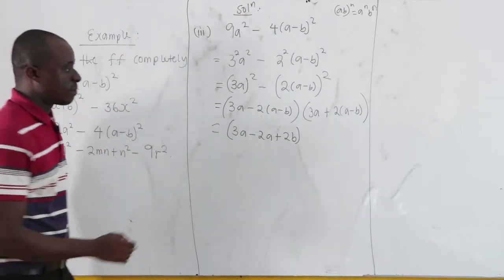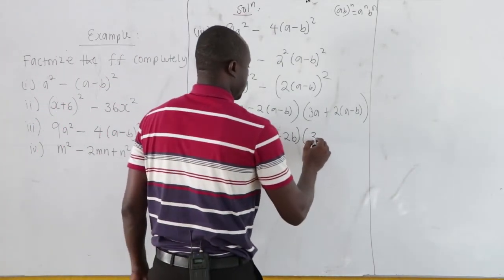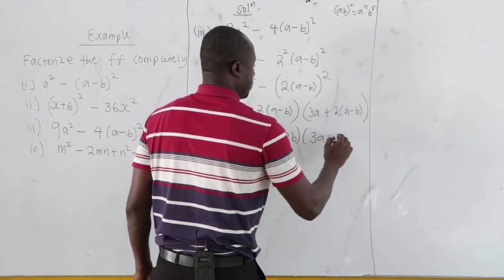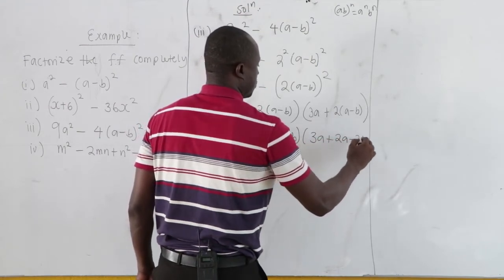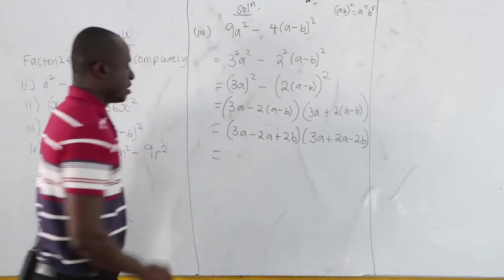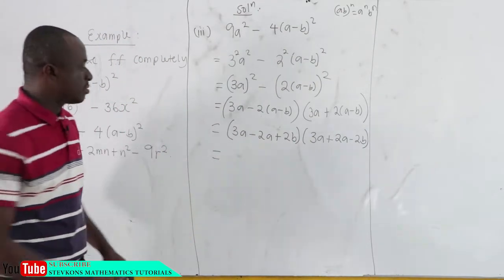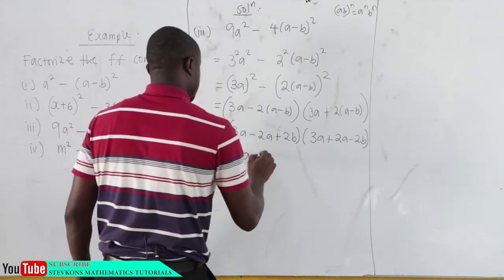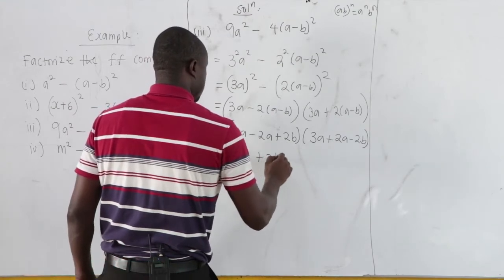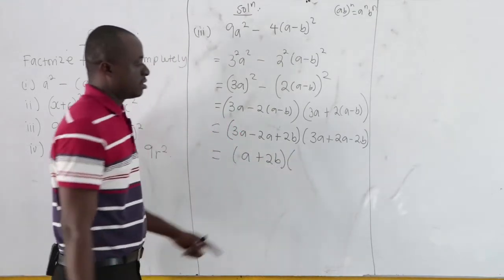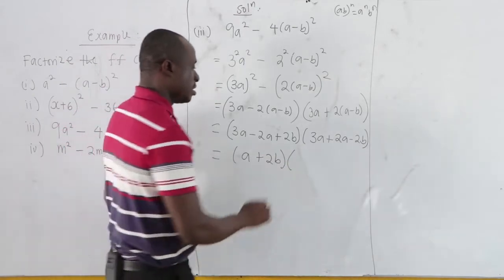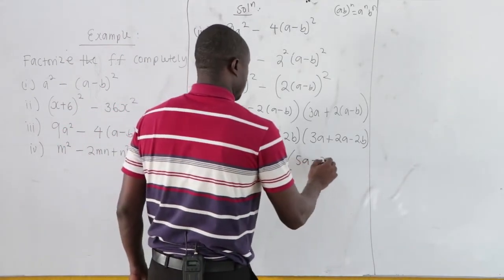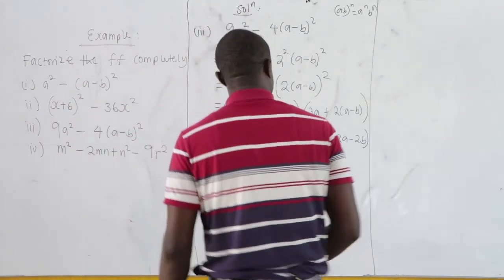That's the first one. Now let's see the second one. We have 3a, this time (2a − b). Now let's see, 3a minus 2a is just a, and what do you have? b. Now let's see here, 3a plus 2a, this is just 5a minus b.